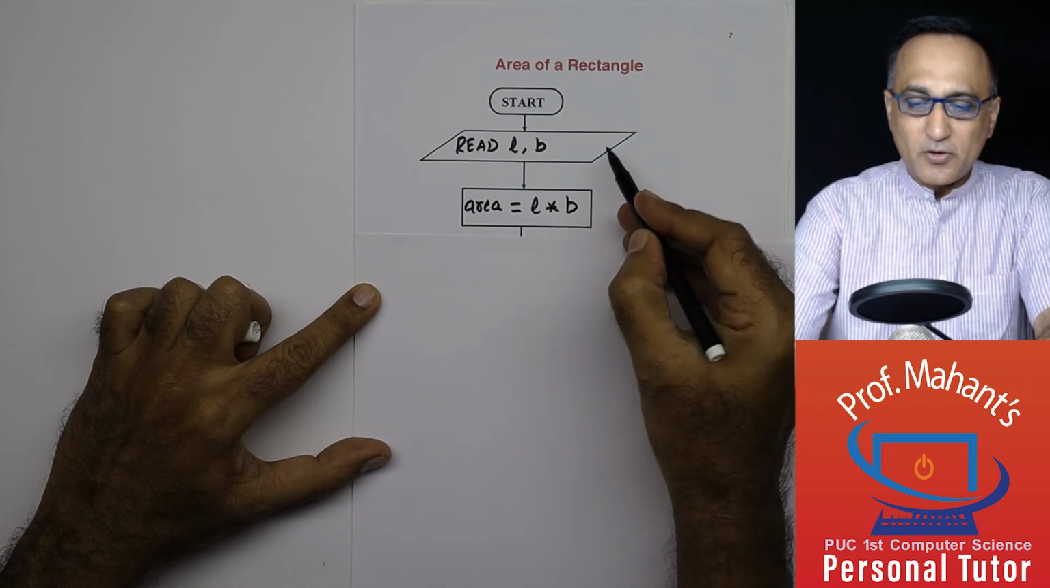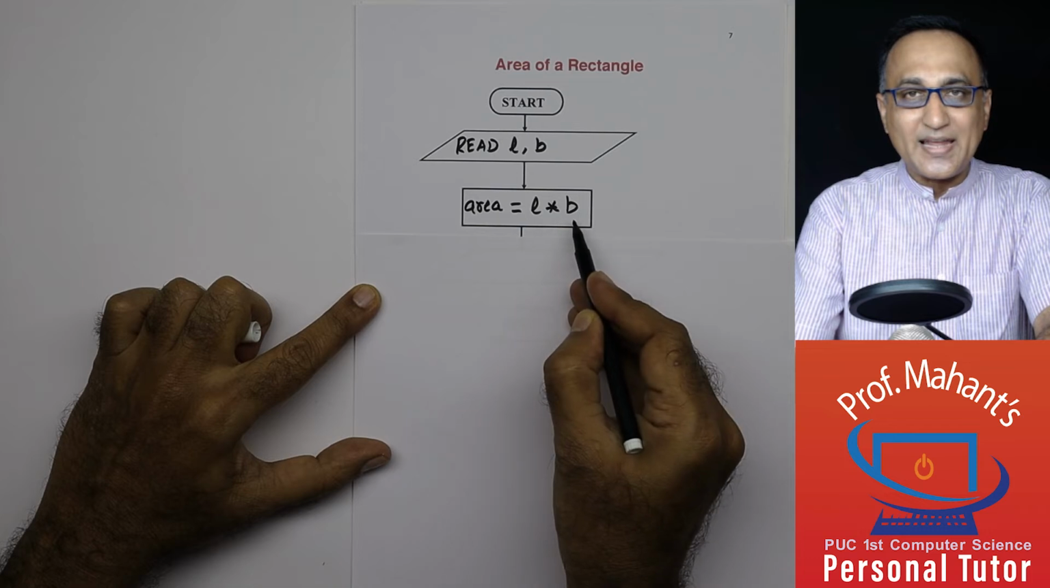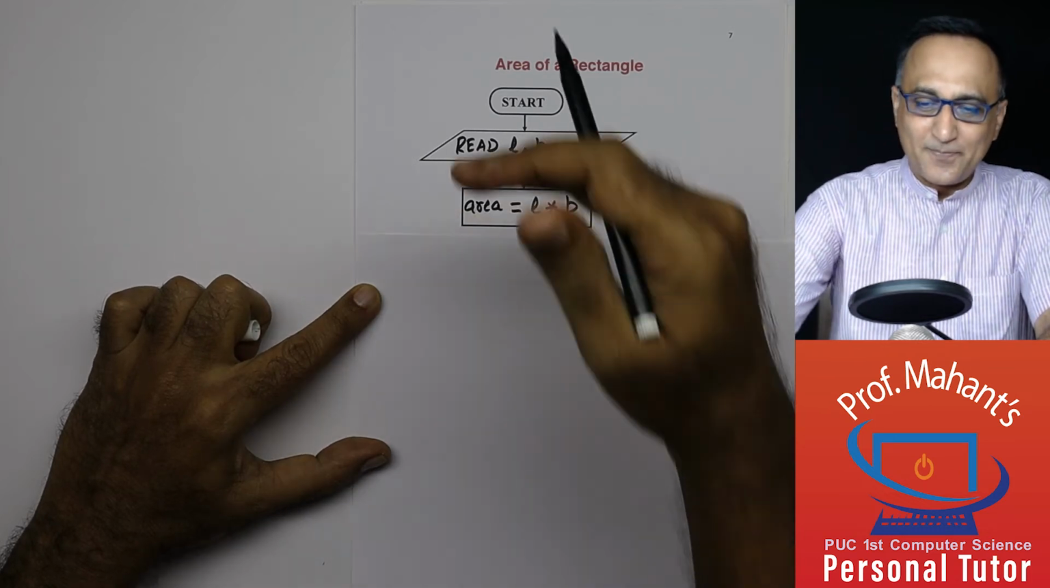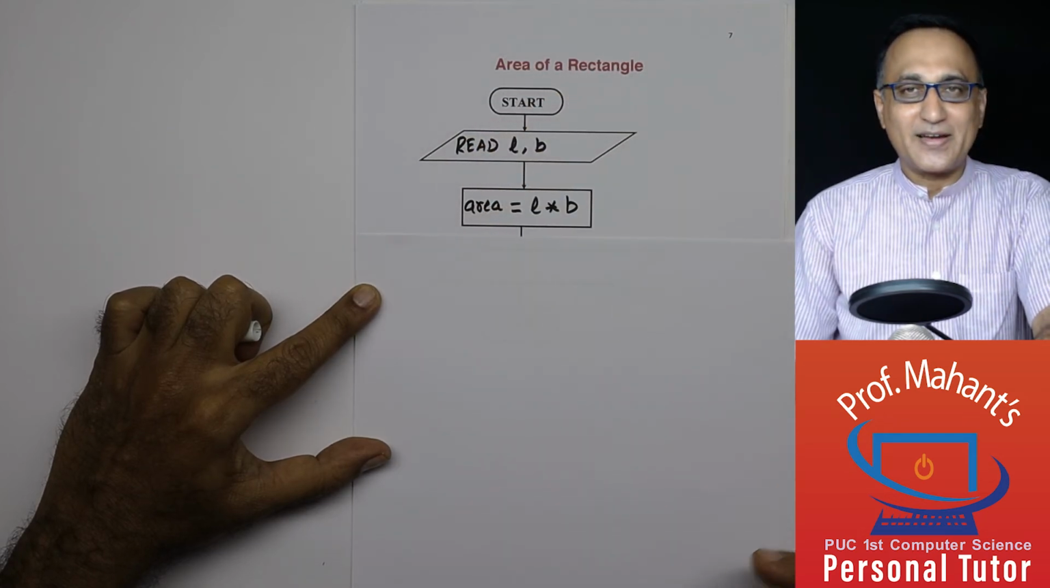Here I have used a parallelogram because I am doing input. Here I have used a rectangle because I am doing a calculation. So there are only a few basic symbols you will be using again and again: start, input and output as parallelogram, calculation as rectangle.